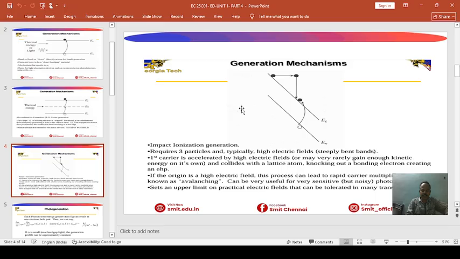The newly generated carriers can also gain energy and create more carriers. This leads to a multiplication effect called the avalanche multiplication effect. This avalanche multiplication principle is used in photodiodes as well as in high voltage devices. However, excessive impact ionization can also cause device breakdown.